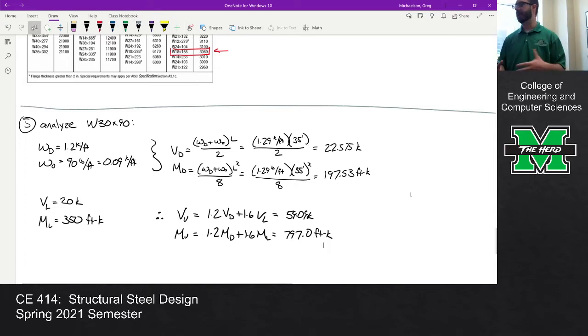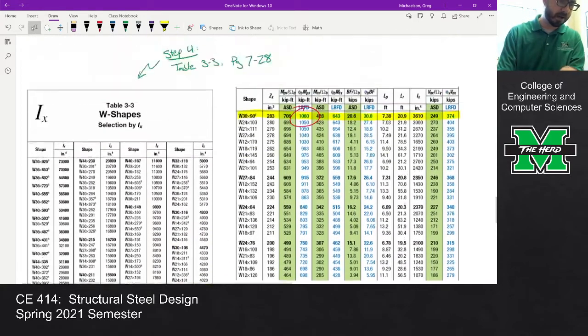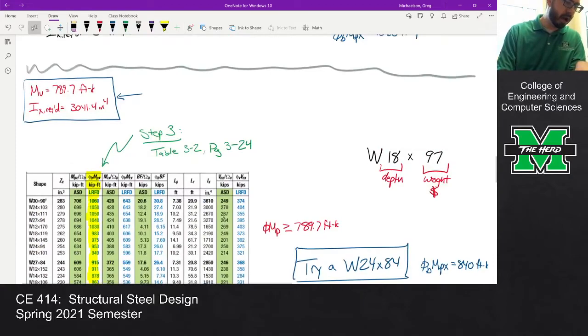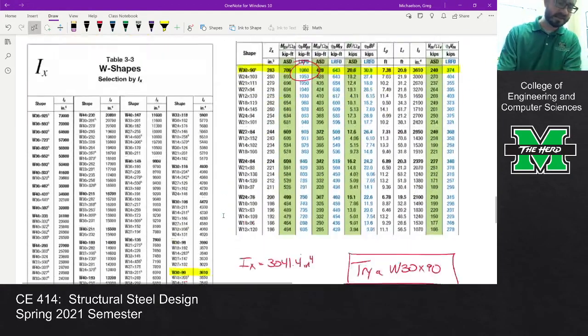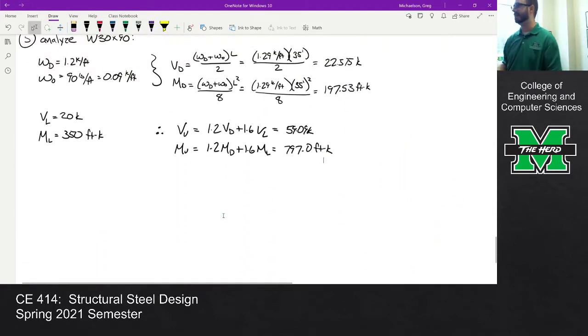The beam got a little heavier, so the shears increased just a little bit, moments increased just a little bit. Not a lot. I mean, if you look up here, we had a moment of 789.7, and now it's 797. So it upped a little bit. Not a lot, but you wouldn't know that unless you go through and do the calcs. So you kind of need to do that whenever the self-weight increases.